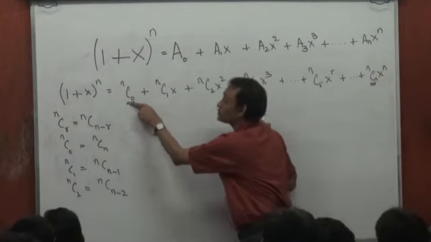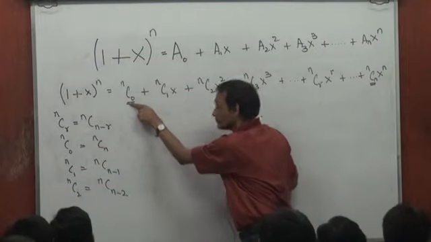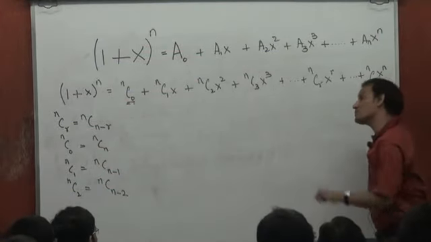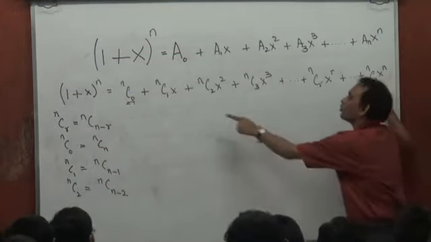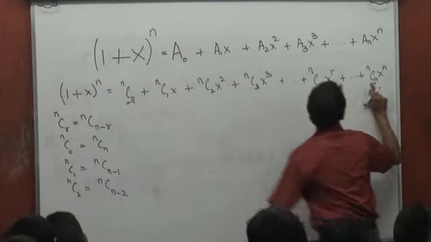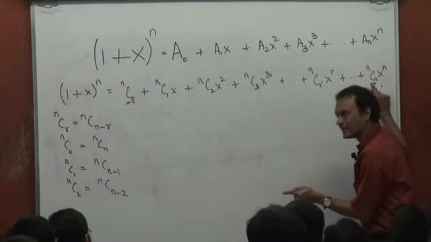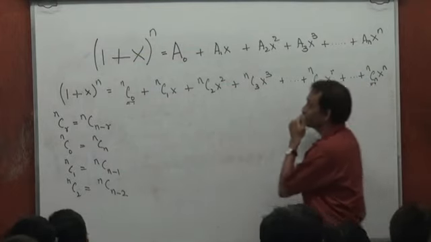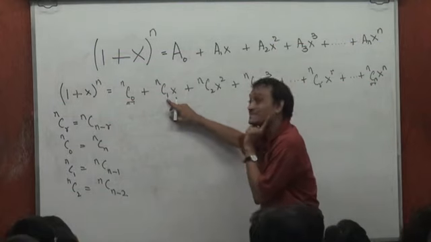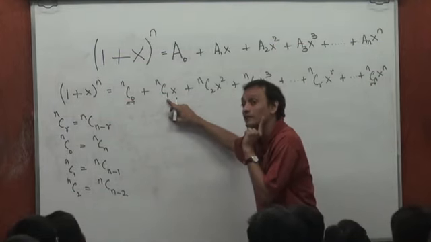This is the first coefficient of the first term from the beginning, nC0. This is the coefficient of the first term from the end. And the coefficient of the first term from the beginning is the same as the coefficient of the first term from the end. These are terms equidistant from the beginning and end. Coefficients are equal.